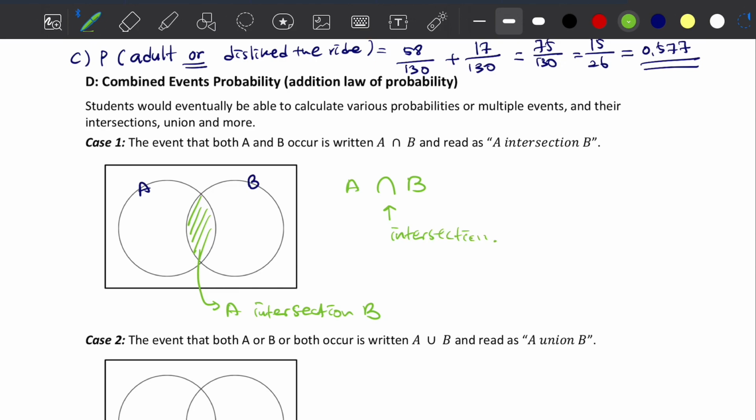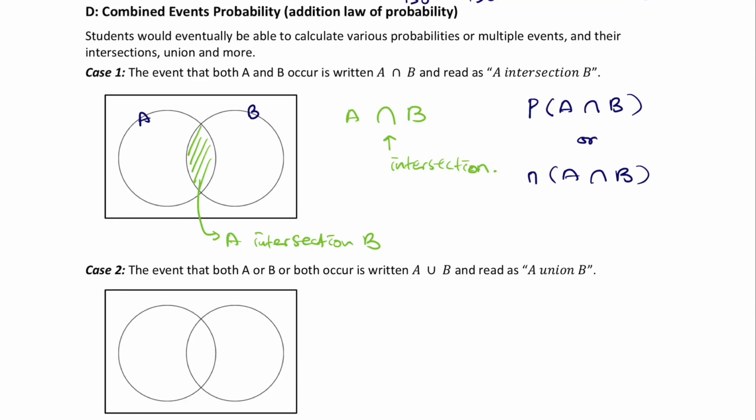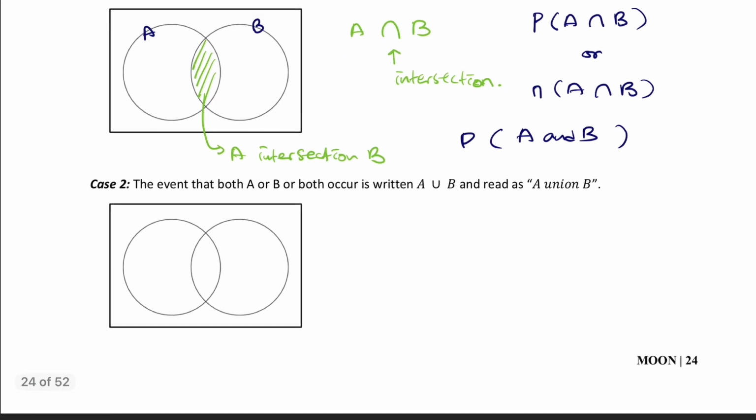Okay, and if we are trying to calculate the probability of this, we can write the notation as P of A intersection B, or if we are just trying to calculate the number, we can say N of A intersection B. Also, this intersection is the same as AND in English, so we can write it as the probability of A and B. Okay, then let's look at case 2.